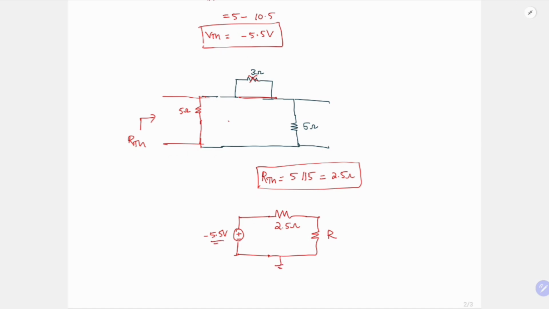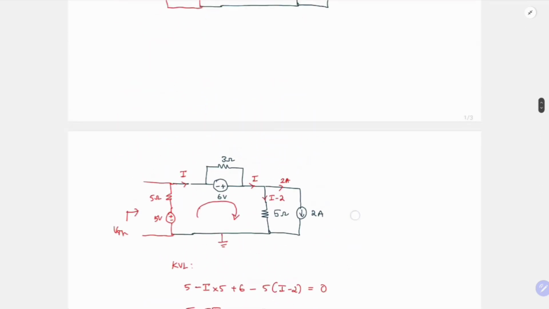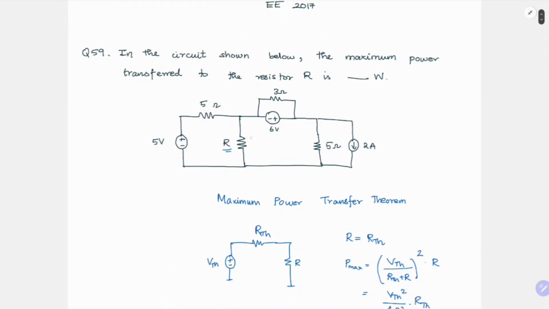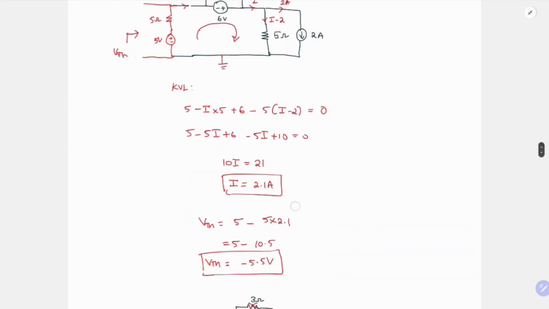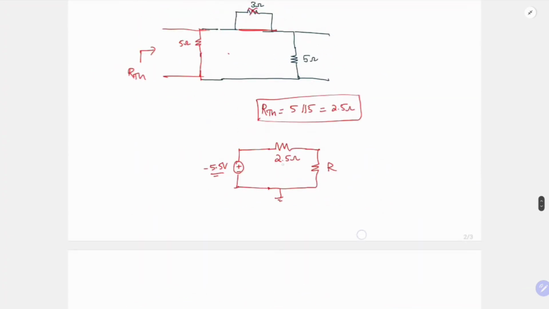So what does this negative sign indicate? This negative sign actually indicates that in our original circuit, the current is actually flowing in this direction rather than this direction. Otherwise, there is no change. And for the power transfer, it doesn't matter whether it is absorbed or generated, right?